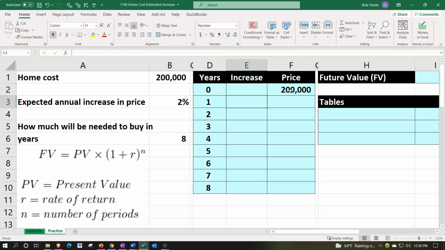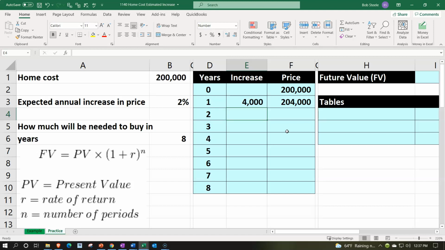We'll do that with a function, once again: equals, right arrow, up arrow, and then times, left, left, left to the 2%. So F2 times B3 and enter. So we've got the 4,000 increase plus the 200,000 is what we want here. So this is going to be equals up once to the 200,000 plus left once to the 4,000, and that gives us 204,000 after 1 year. That's what we expect to be paying, or would need to pay, at that 2% increase.